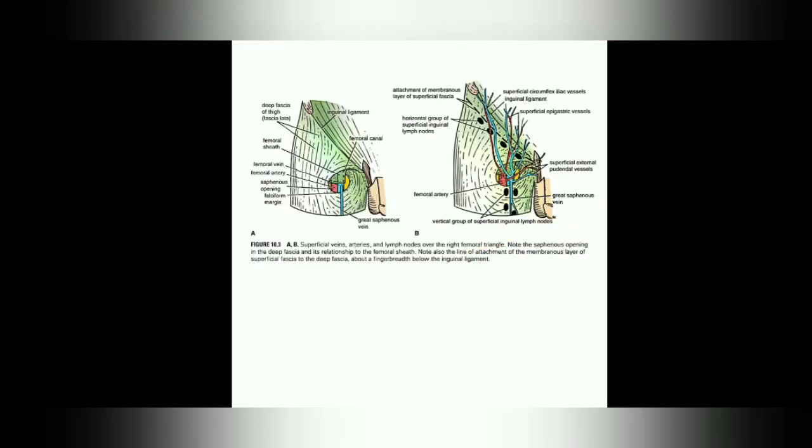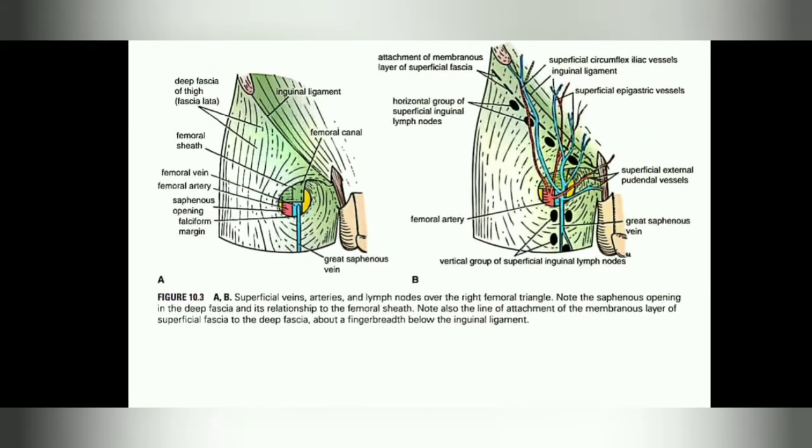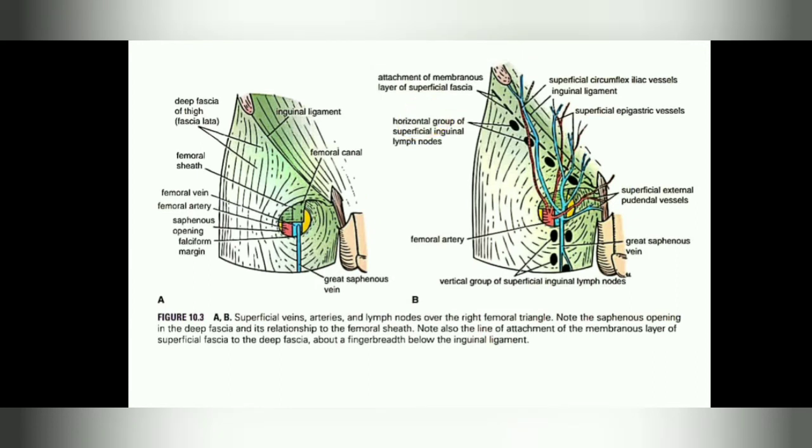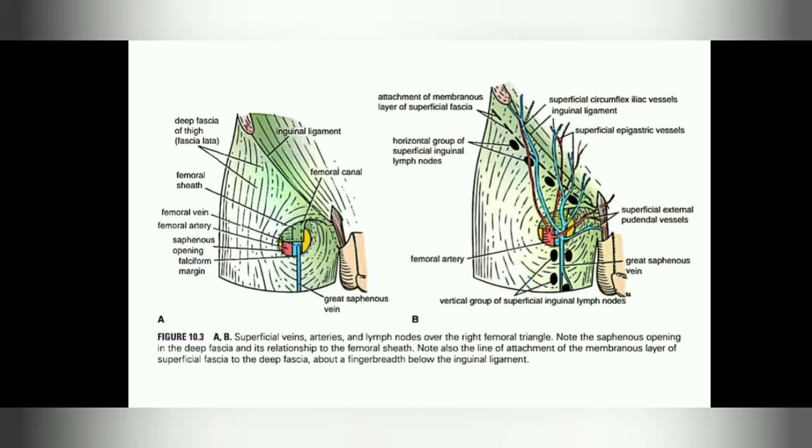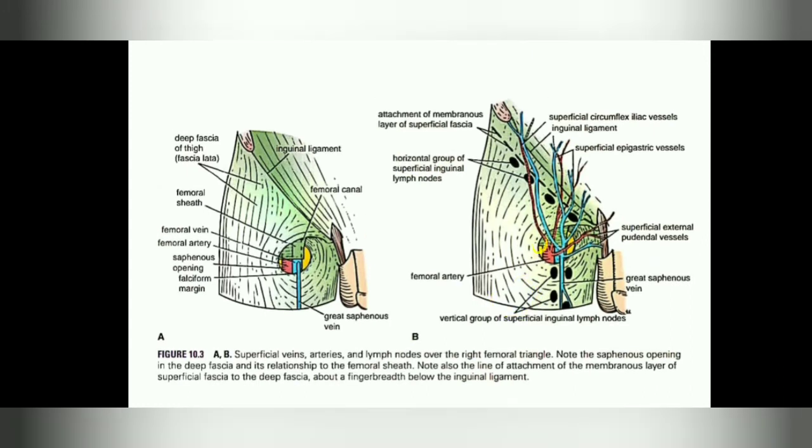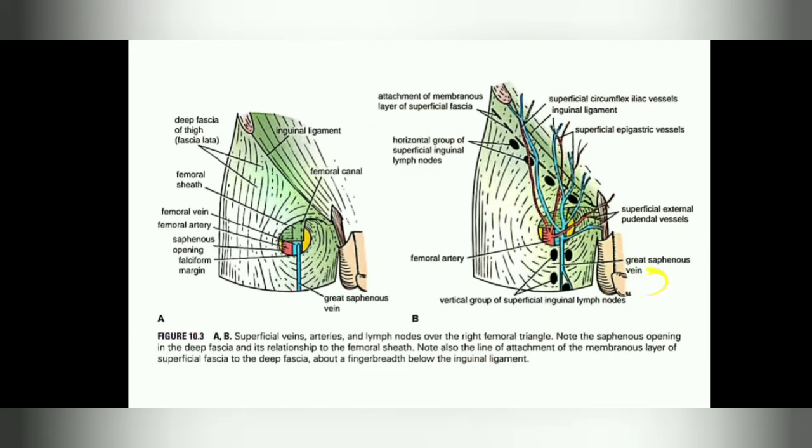Now let us see few diagrams. In this you can pause and see the horizontal group of inguinal lymph nodes, the vertical group of inguinal lymph nodes, the femoral artery, the great saphenous vein, and all the branches of the femoral artery like superficial circumflex iliac, superficial epigastric, superficial external pudendal you can see here.